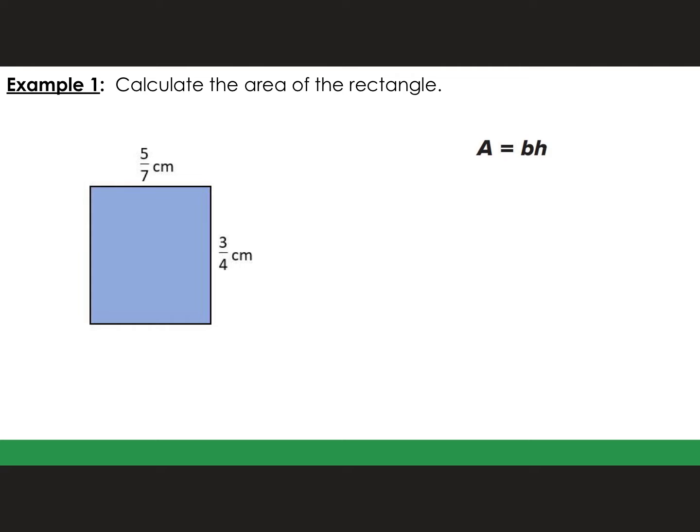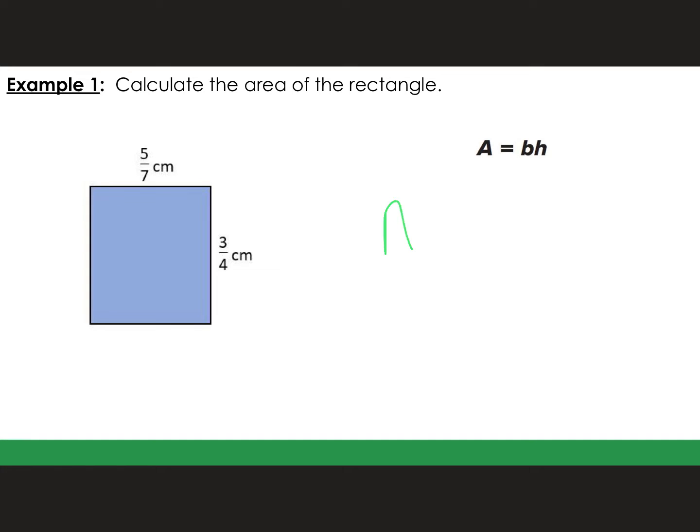So we have the formula area A equals base times height. And just like in algebra when we were working with variables, B and H and A, they're all variables, and we're just going to substitute the values in. So I will rewrite the formula.